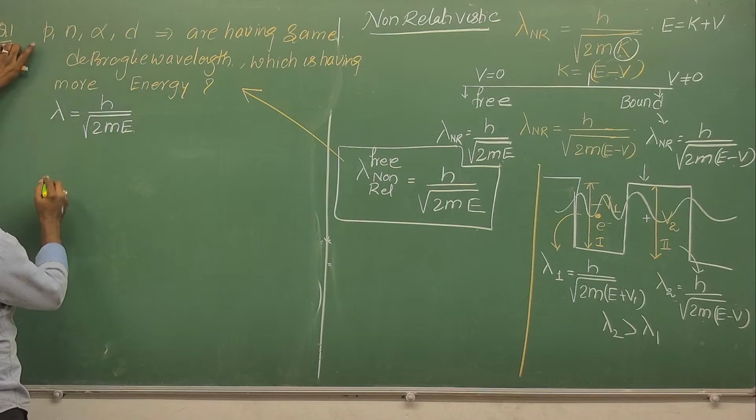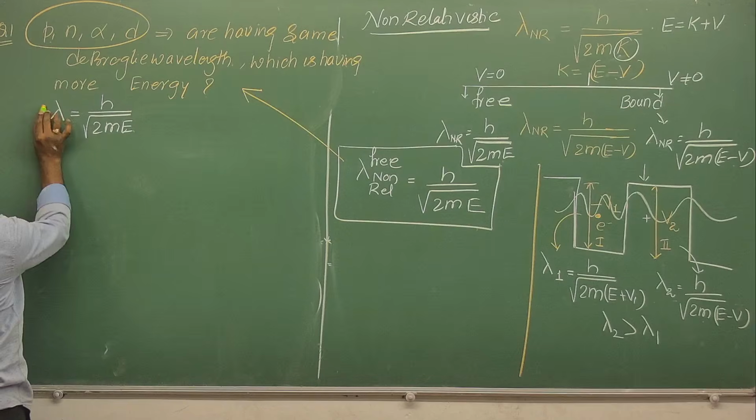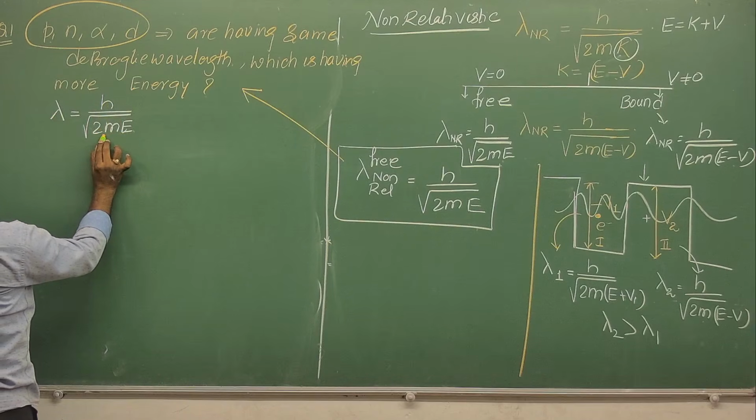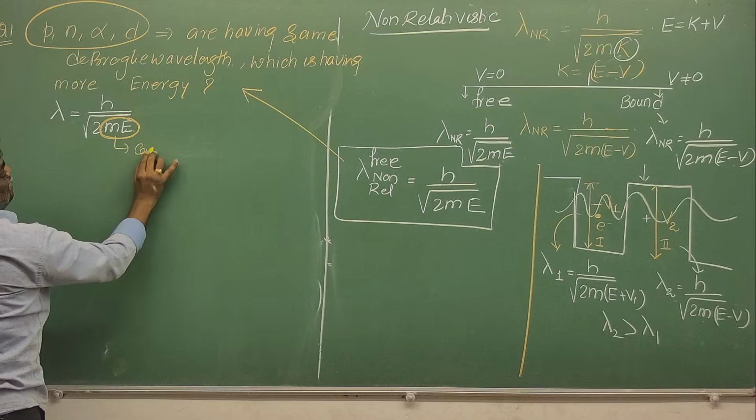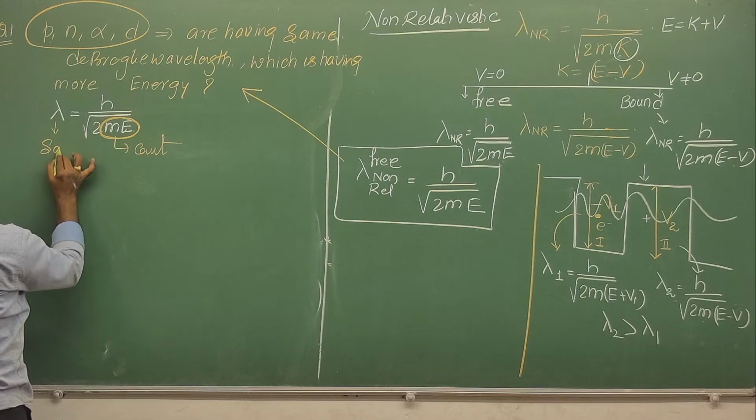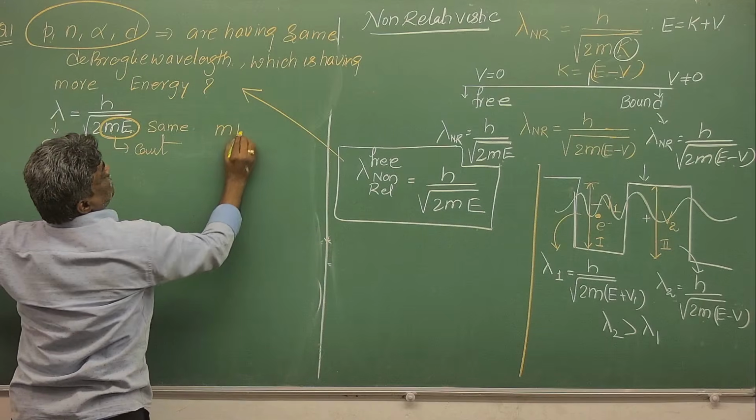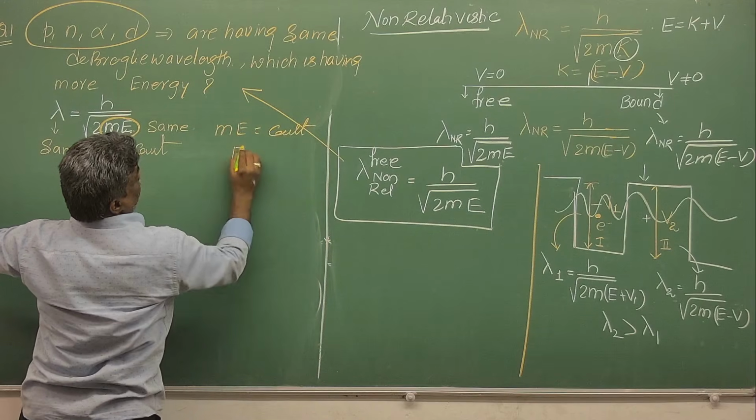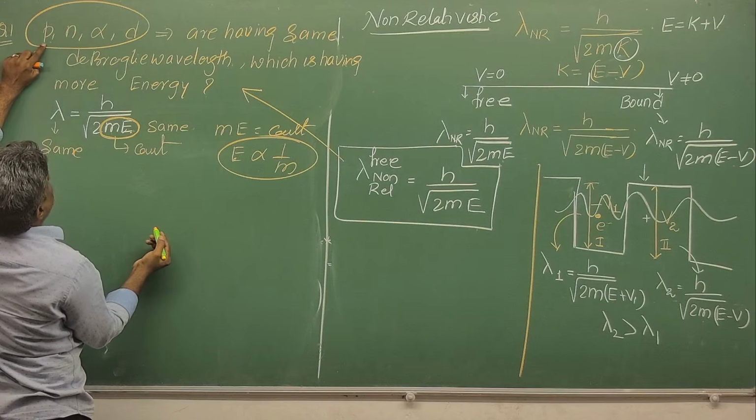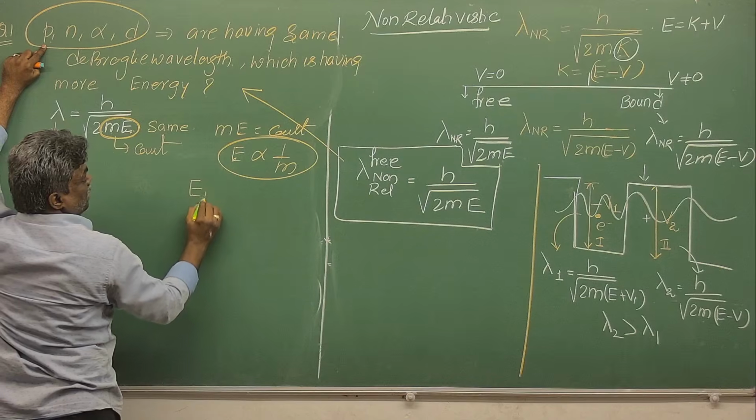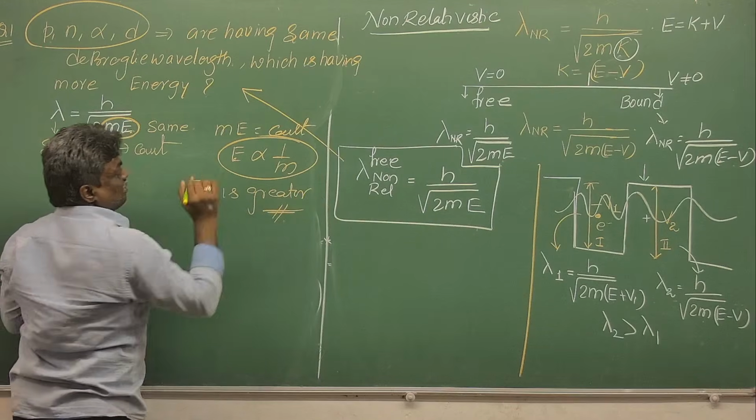Okay, fine, Babu, right. Listen, lambda is the same, lambda constant, h constant. So we are left only with mE, which must also be constant. Mass times energy is constant, so energy is inversely proportional to mass. So which has less mass? Proton. So the energy of the proton is greater. That's it.